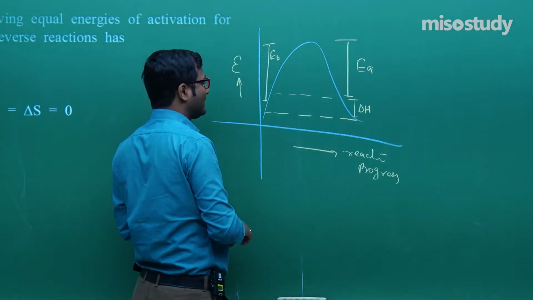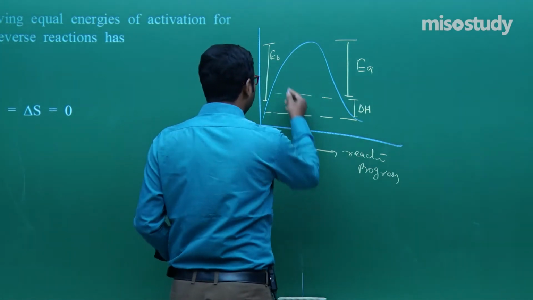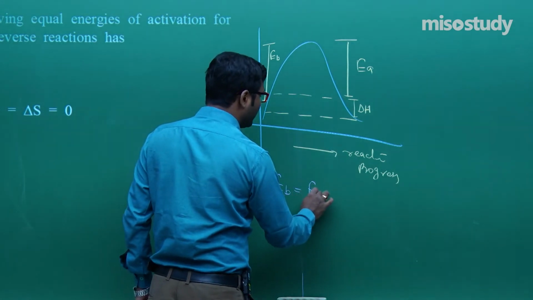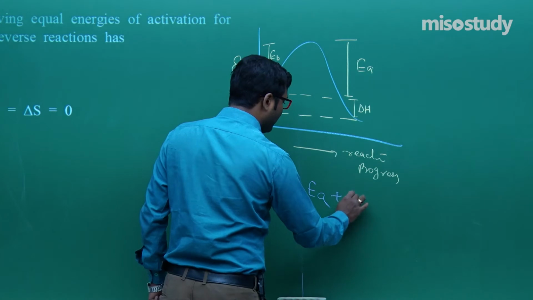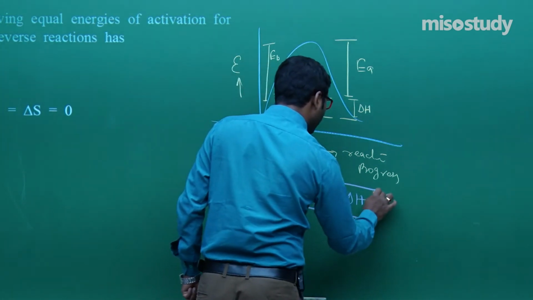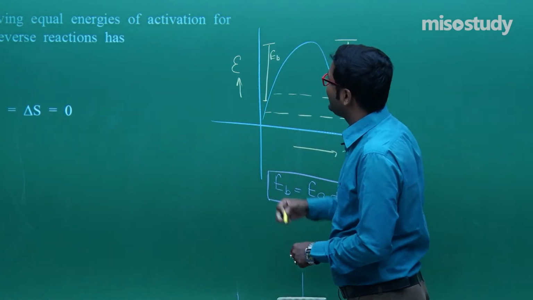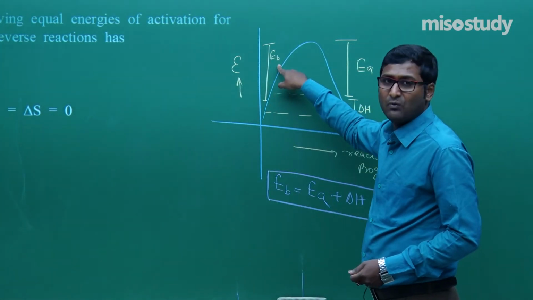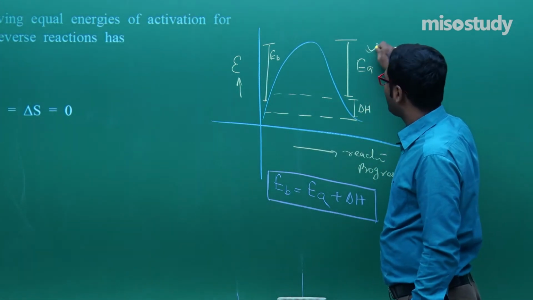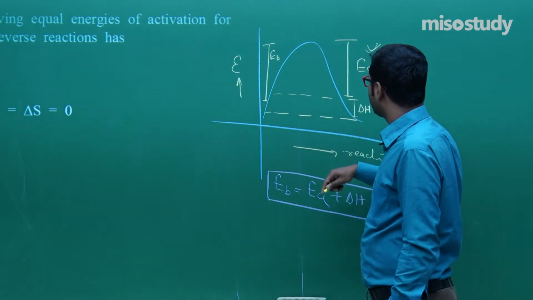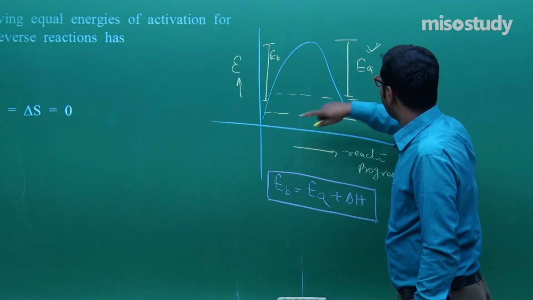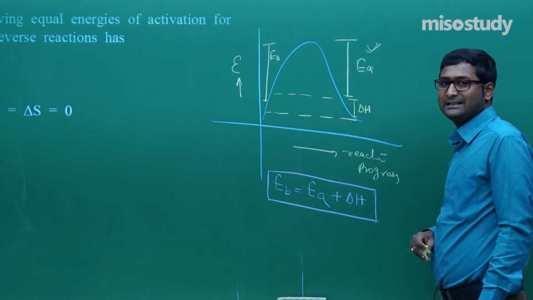What is the total relation in this case? EB, the energy of activation for backward reaction, is equal to EA plus delta H. That is the energy of activation for the backward or reverse reaction, in terms of the energy of activation for the forward reaction. Check it out in this case: EB is equal to EA plus delta H.